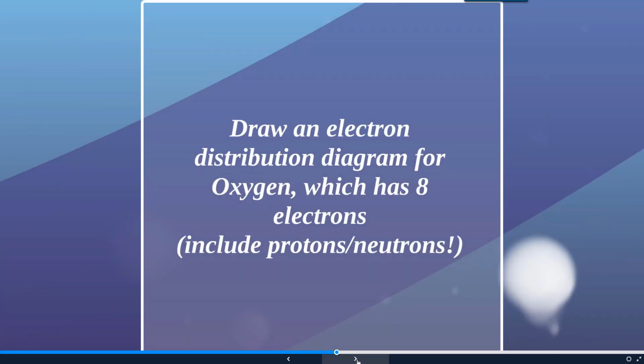So if you'd like to take a second, you can go ahead and draw an electron distribution diagram for oxygen, which has 8 electrons. And make sure you include the protons and neutrons. Give it just a second to do that.